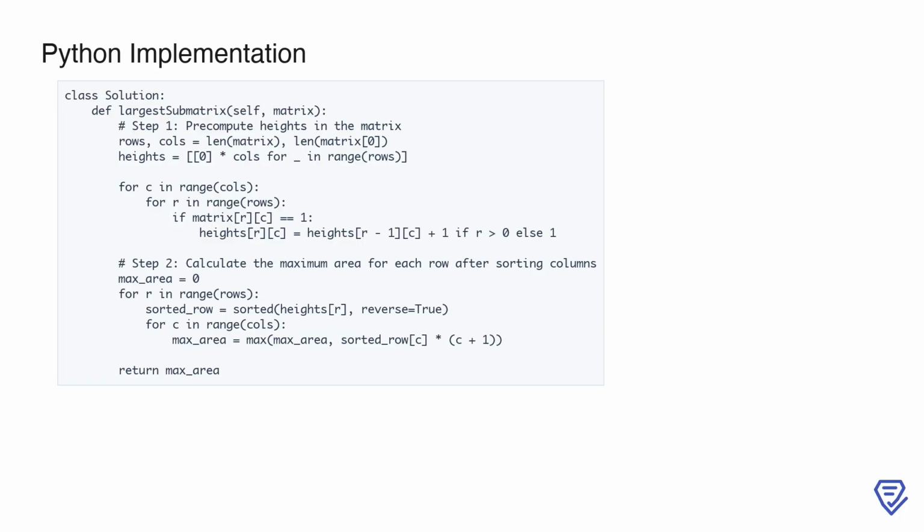The maximum area encountered during this iteration is updated and returned at the end. This approach effectively leverages sorting to maximize the submatrix area, and the overall complexity is O(rows * cols * log(cols)), where the sorting step dominates. The code handles edge cases like single row or single column matrices seamlessly, ensuring robustness for all inputs.